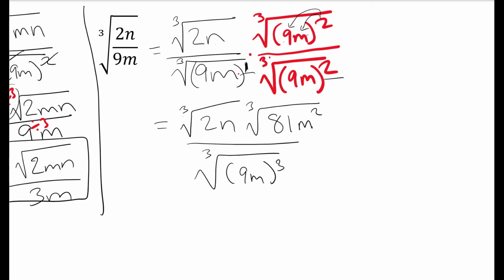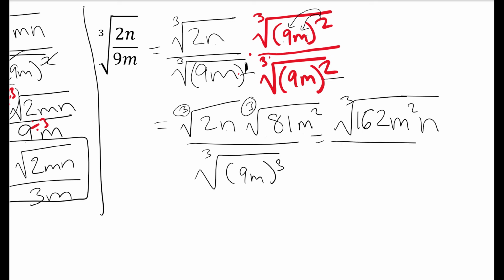And then since these have the same index, we can multiply them under the same radical. So we can do 2 times 81. So we get the cube root of 2 times 81 is 162, and then we got m squared n all over. Now this cube and this cube root cancel, which is the whole point of doing this, right? Over 9m.